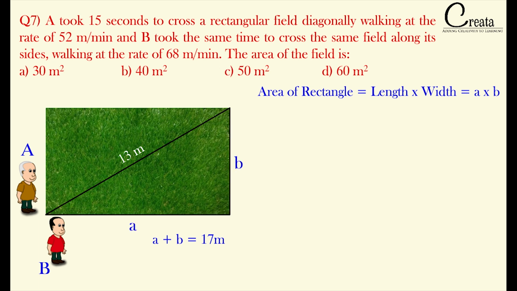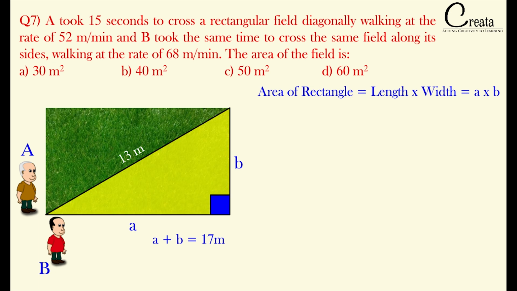Further, in the question it is given as a rectangular field, means this angle will be equal to 90 degrees. So this triangle will be a right angle triangle. Why? Because this angle is a 90-degree angle. This is a right angle triangle, so can we apply the Pythagoras theorem in this triangle? Let's do so. We got 13 square is equal to a square plus b square. Okay, got it.